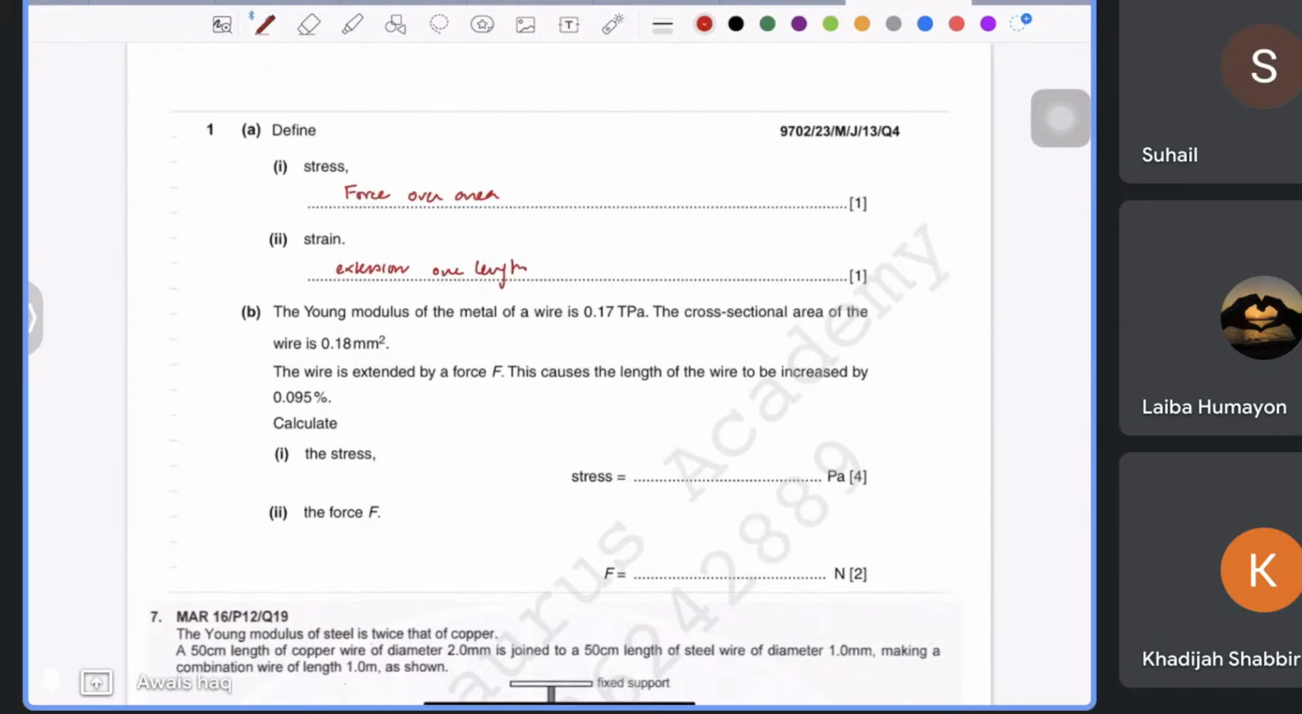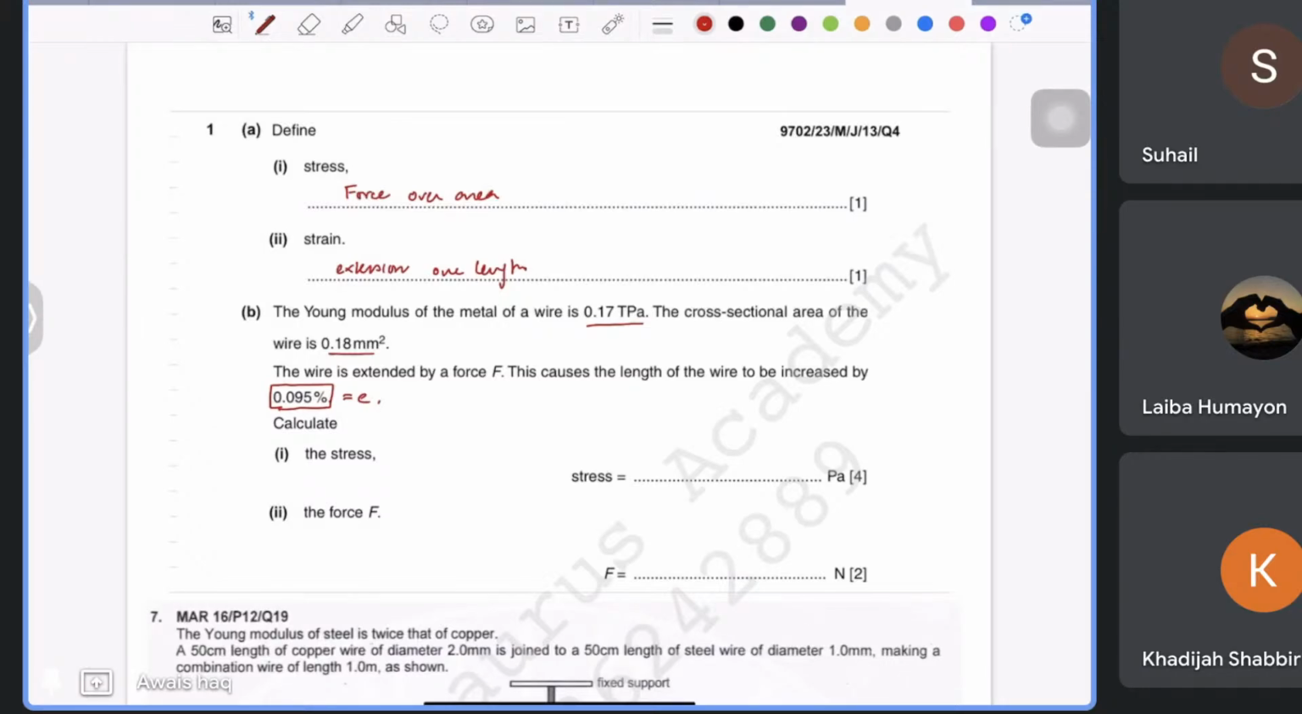So Young's modulus is 0.17 terapascals, and the cross-sectional area is given in millimeters. And the wire causes the length of the wire to increase by this. Now, if you see a length of wire increase in percentage, that automatically means that it is strain, because the percentage increase tells you that it is change in length over length times 100%. That's how it is coming here.